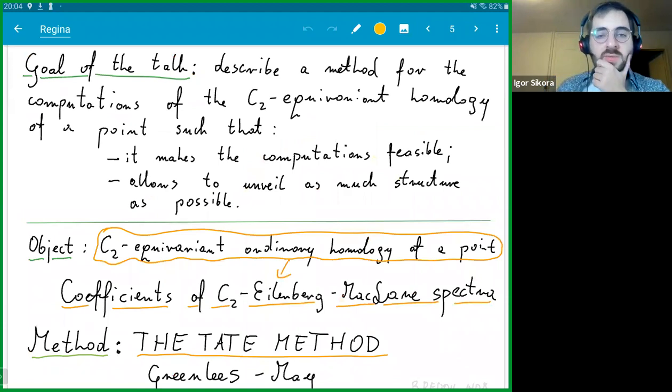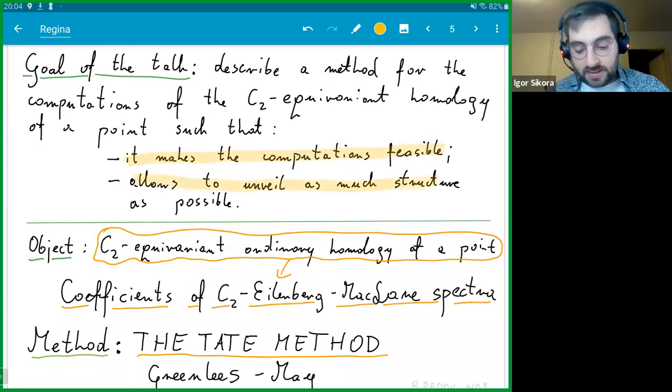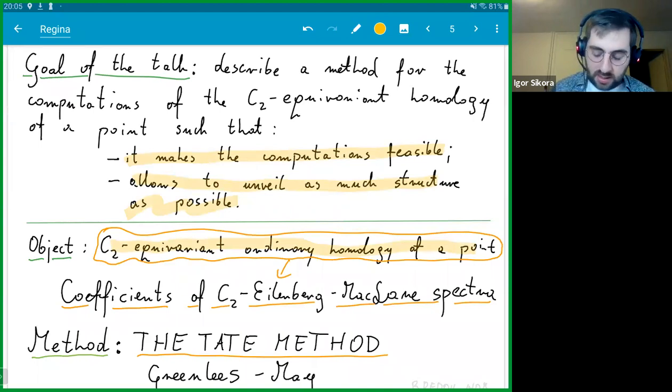The goal of this talk will be to describe a method for the computation of the C2 equivariant homology of a point. Here is some heuristic. We would like this method to make these computations feasible, and also to allow us to unveil as much structure as possible. Our object of study is the C2 equivariant ordinary homology of a point. But instead, we'll be thinking about it as the coefficients of C2 equivariant Eilenberg-MacLane spectra. The method which we will use is the Tate method as developed by Greenlees and May.